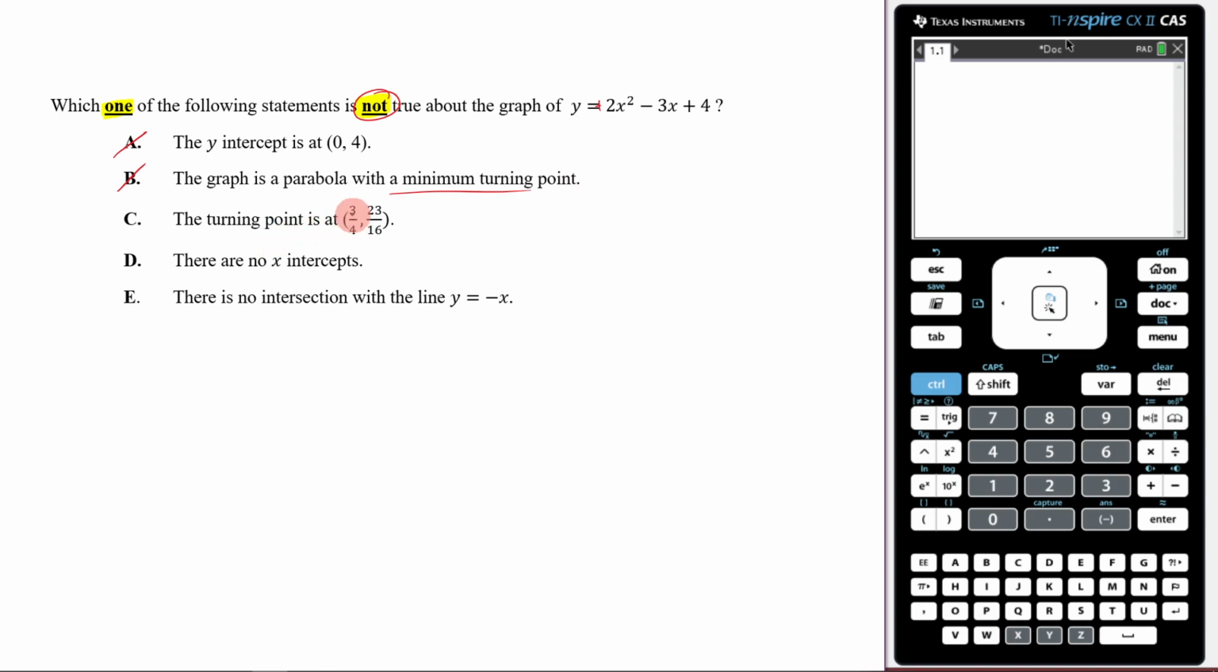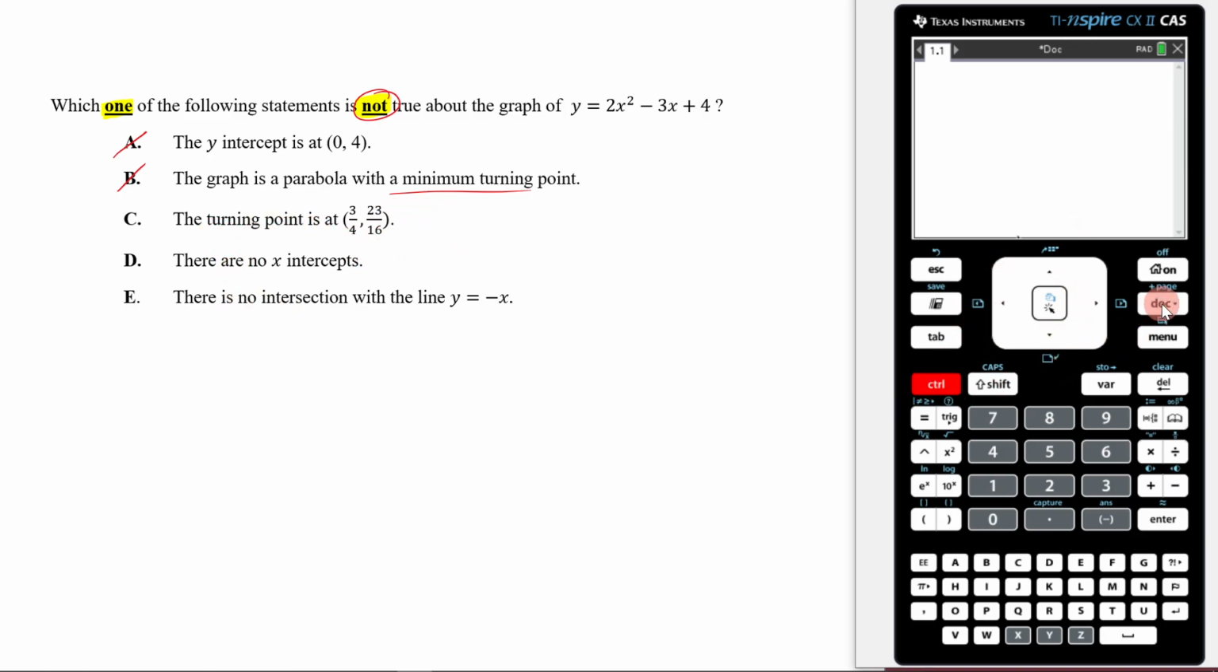The turning point is (3/4, 23/16). Okay, I can't tell that, obviously. I can't just look at it and tell that. So let's just leave it. There are no x-intercepts. Again, I can't just look at this and tell you whether or not there are x-intercepts or not. And there are no intersections with a line. I can't tell you that off the top of my head. So I'm going to graph this thing to determine whether it's C, D, or E.